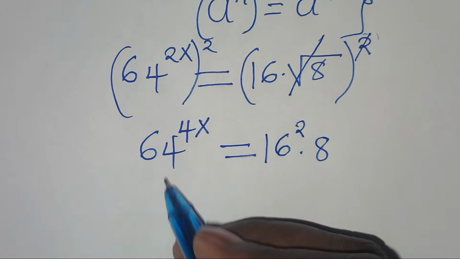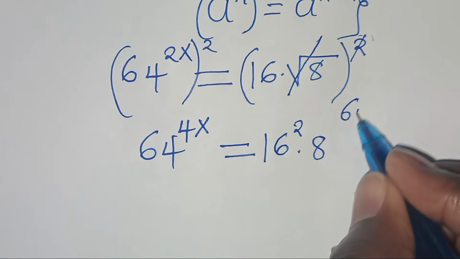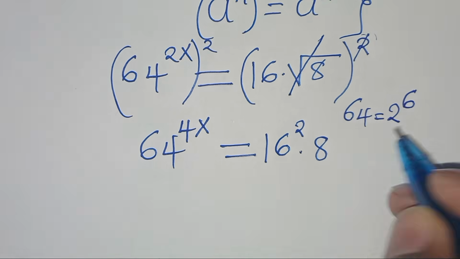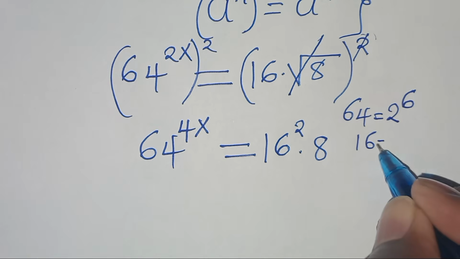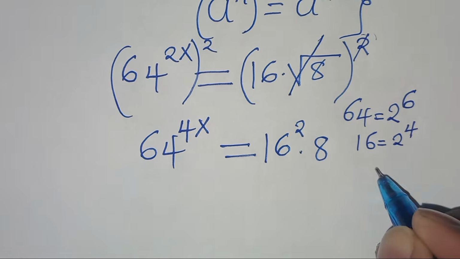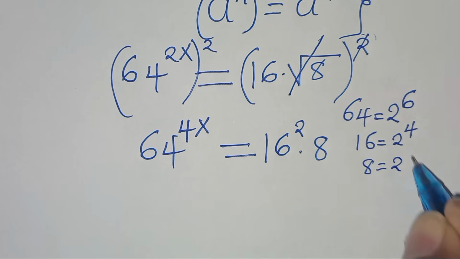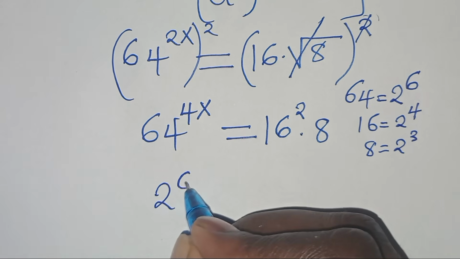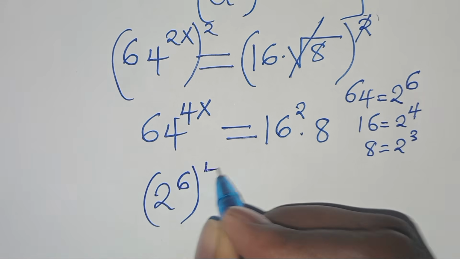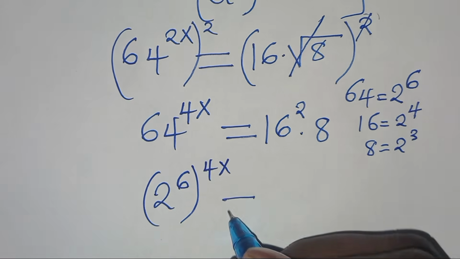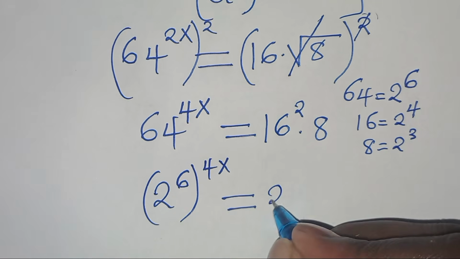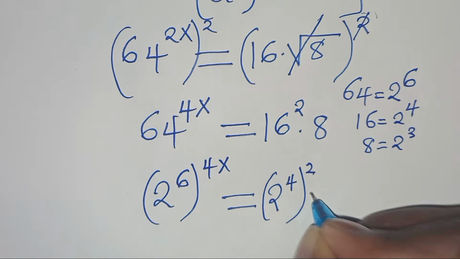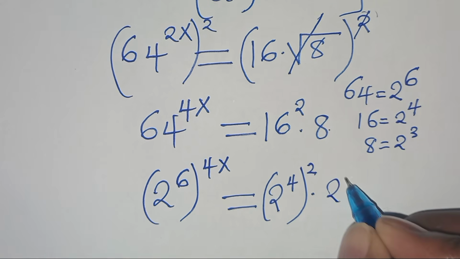The next step is that we can express 64 as 2 to the power of 6, 16 as 2 to the power of 4, and 8 as 2 to the power of 3. So here we have 2 to the power of 6 raised to the power of 4x. This is equal to 16, which is 2 to the power of 4 raised to the power of 2, then times 8, which is 2 to the power of 3.